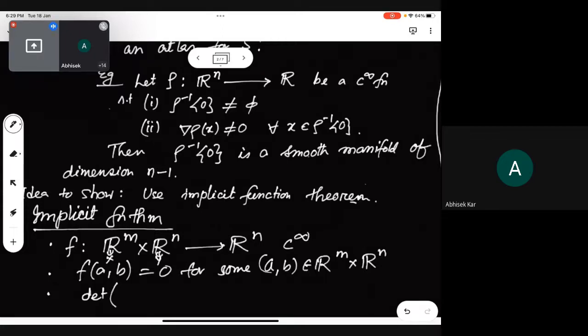So here what we have is a notation which is df, but with respect to the y coordinate. This is now an n by n matrix. At what point? At (a, b), right? It's non-zero. Yeah. Is this fine?